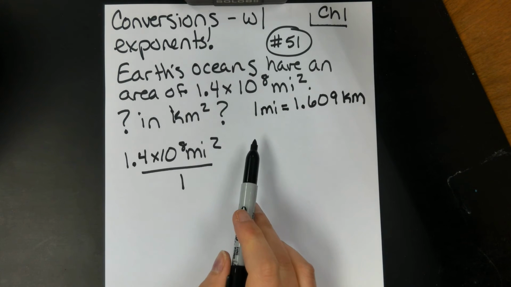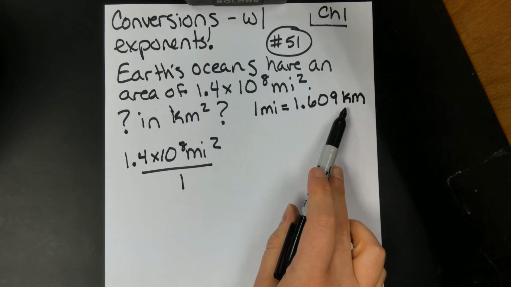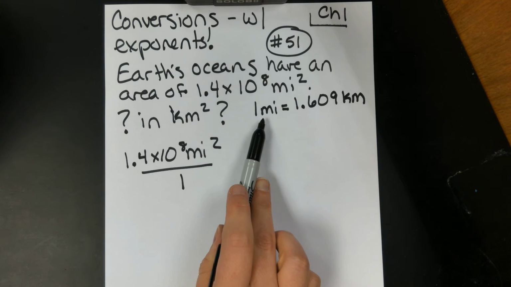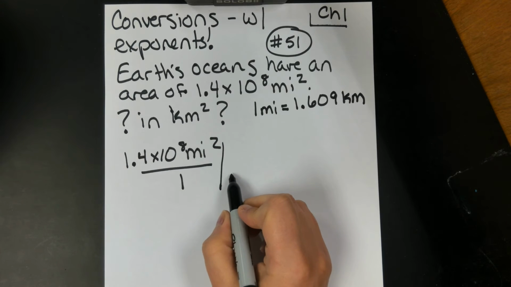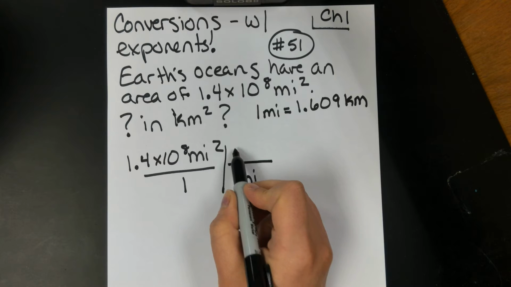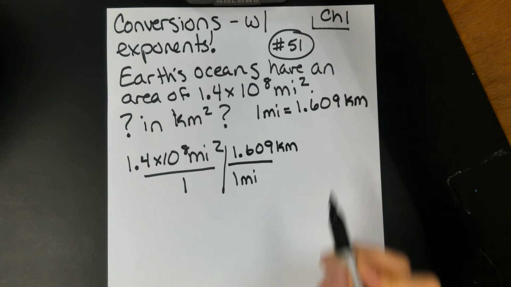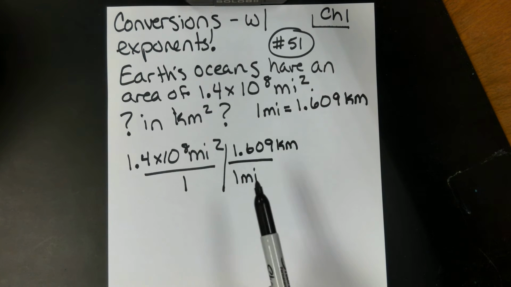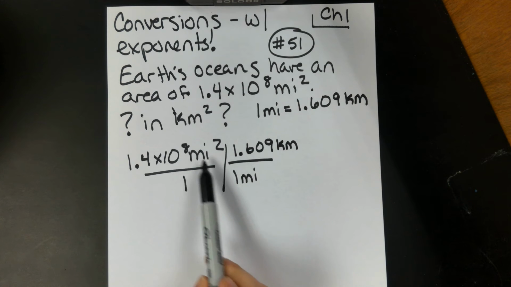So what I'm going to do is, my goal is to have kilometers at the top, and I'm going to have miles at the bottom, right? So let's just do one of them and see what that looks like. So 1 mile is equal to 1.609 kilometers. So let's analyze what we have done so far. We have only gotten rid of one of these miles, haven't we?